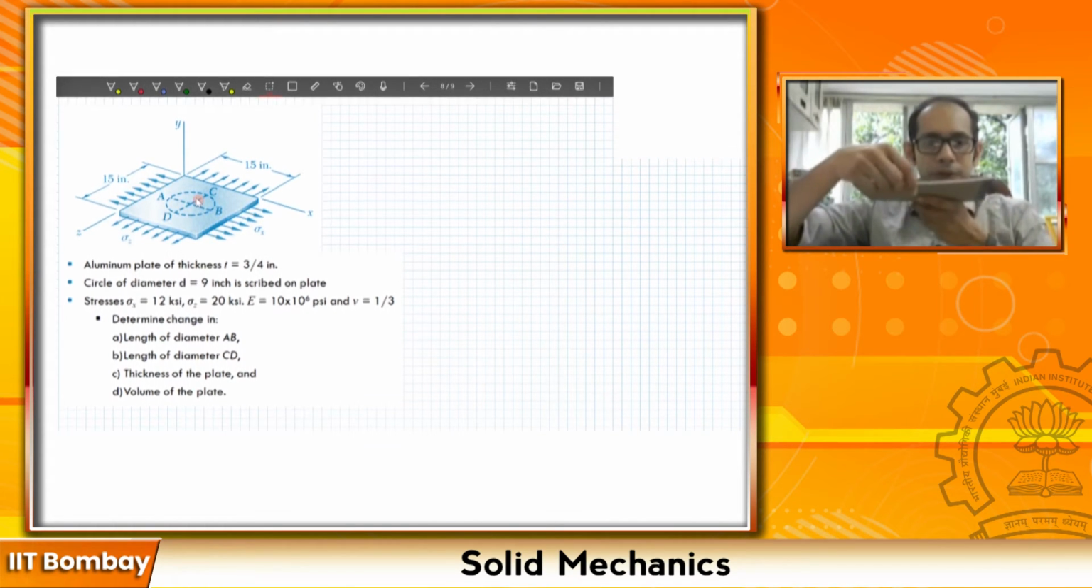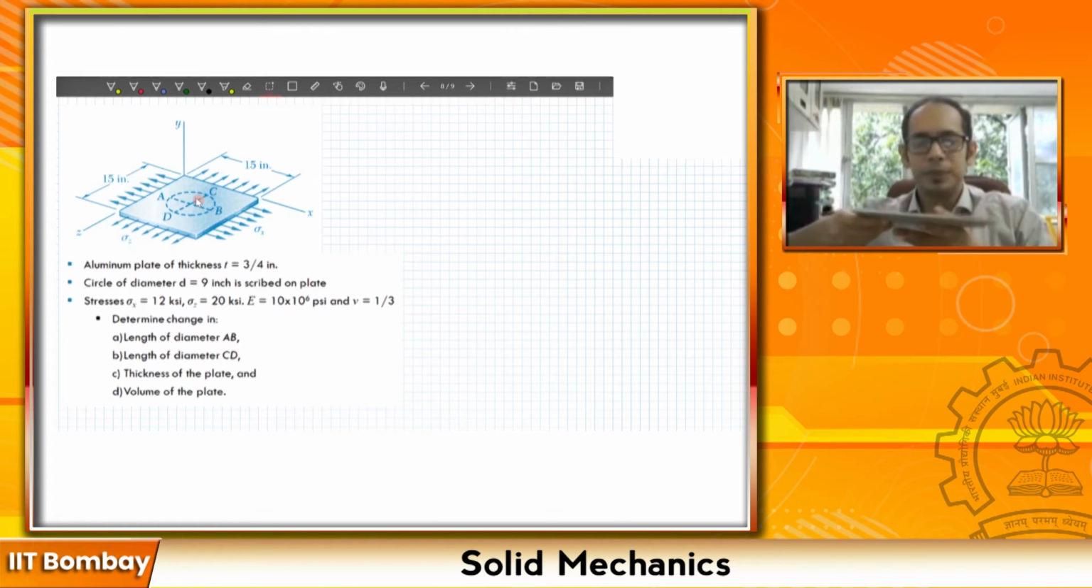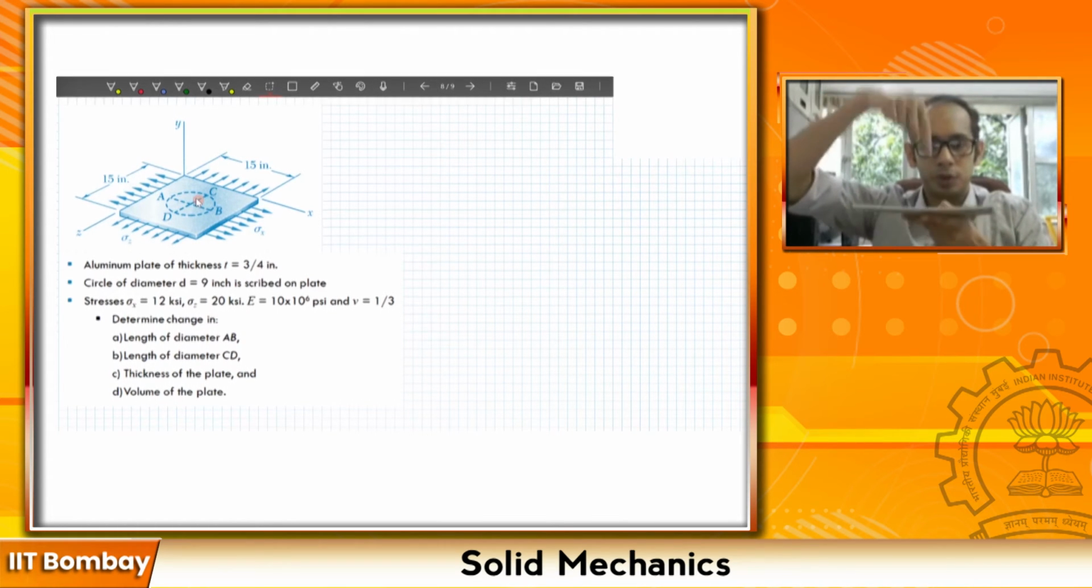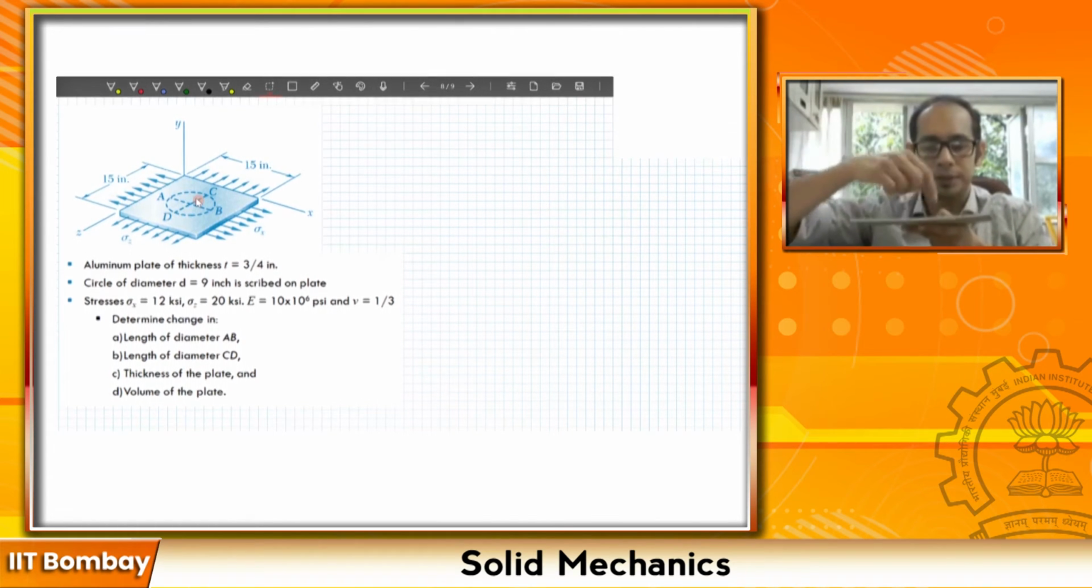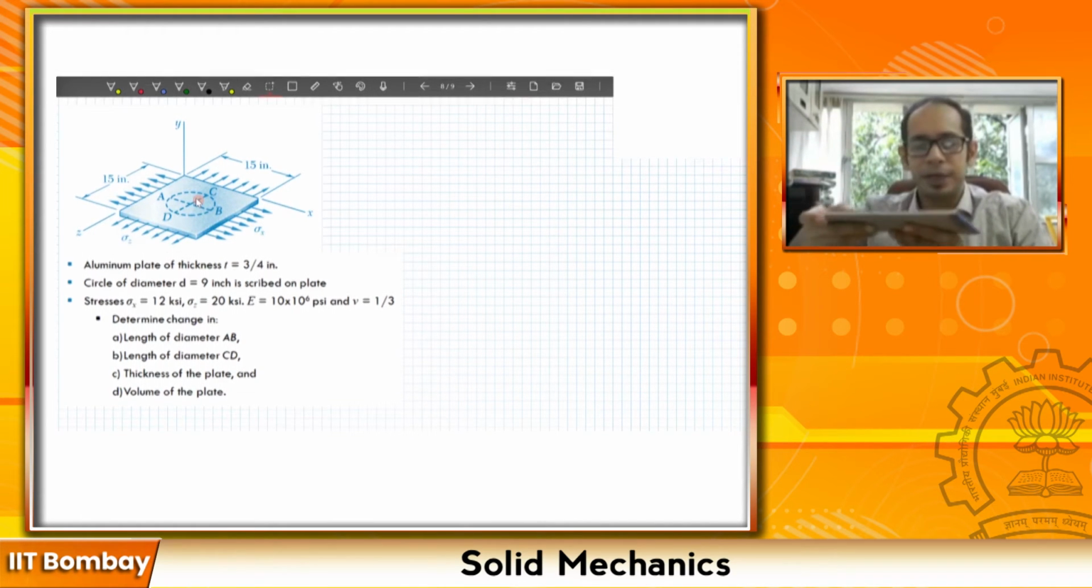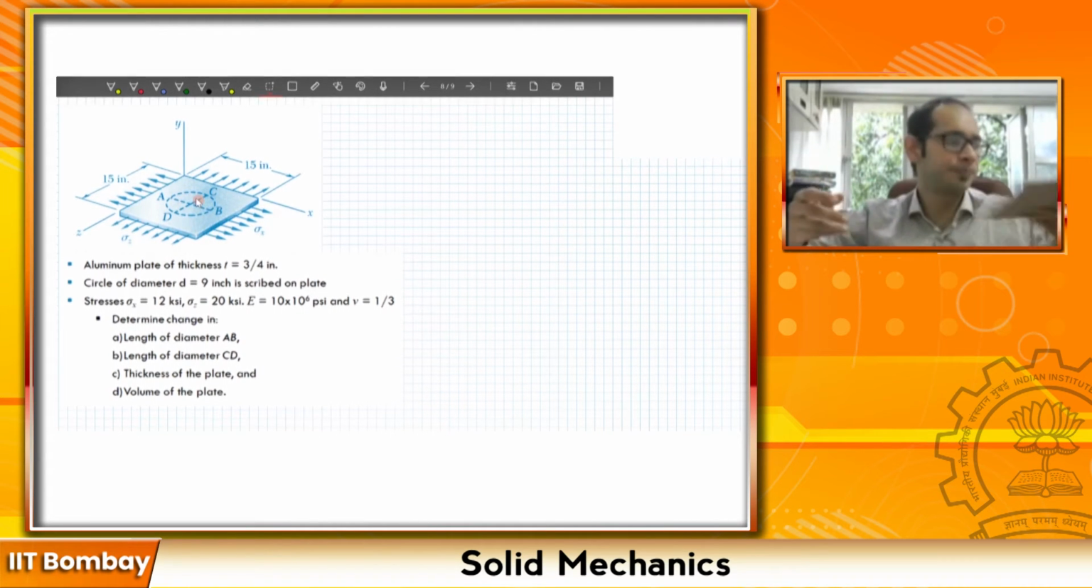So suppose this is my x and this is my z. Your load is all on the xz plane over here, and there is practically no load in the y direction. And as you will see in some of the later lectures which we are going to cover, this is a classic example of a plane stress problem, where the stresses are only along one plane and there is no stress along the other direction.